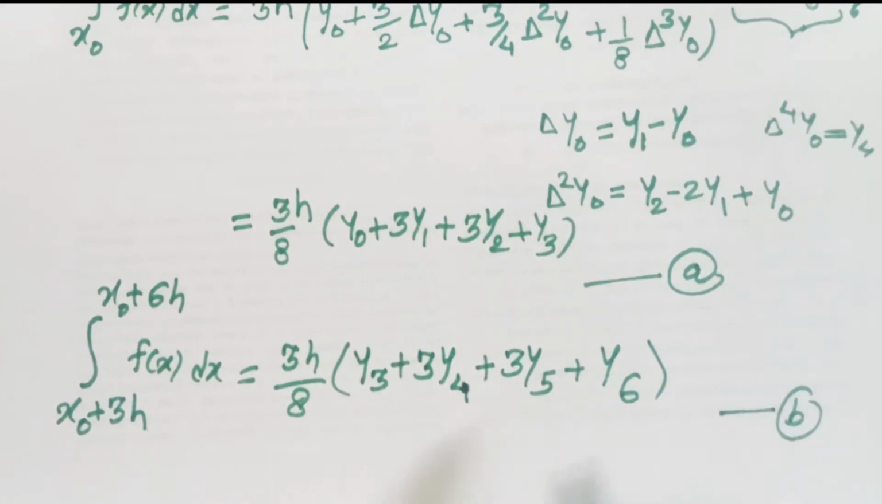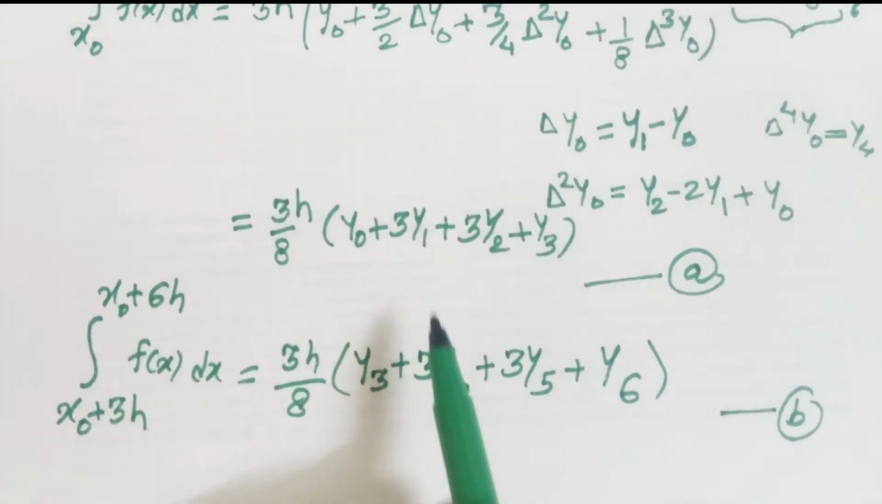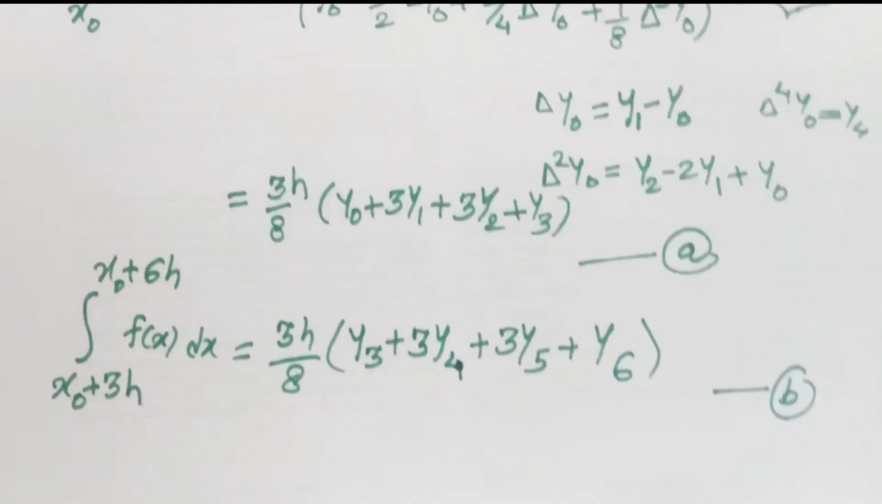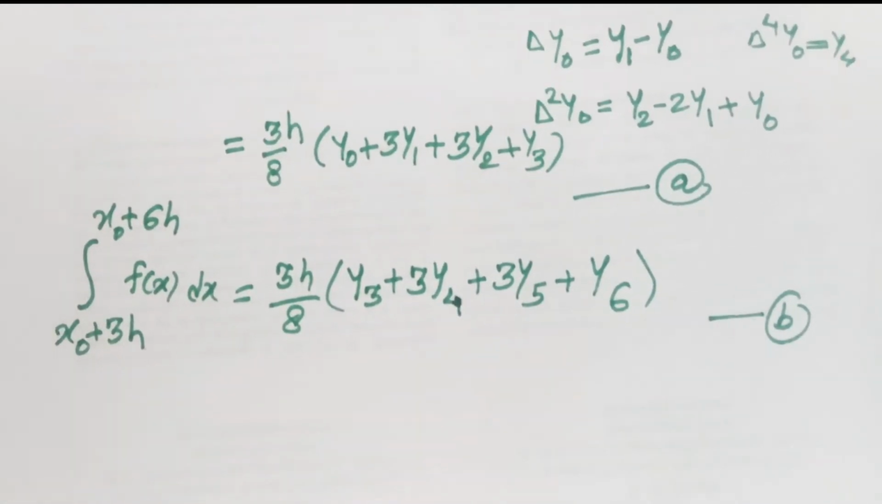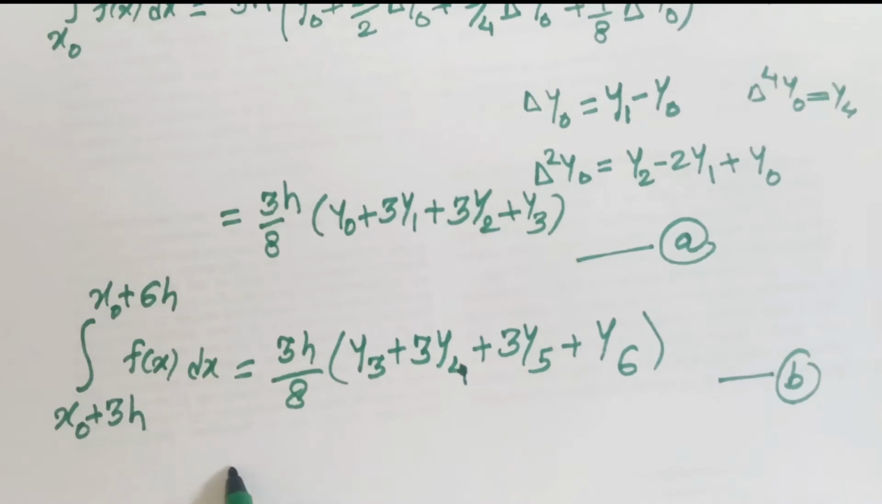This is equation number B. In this way, up to the nth integration, we want to find the complete region, that means the value of x from x0 to x0 plus nh, and so on.